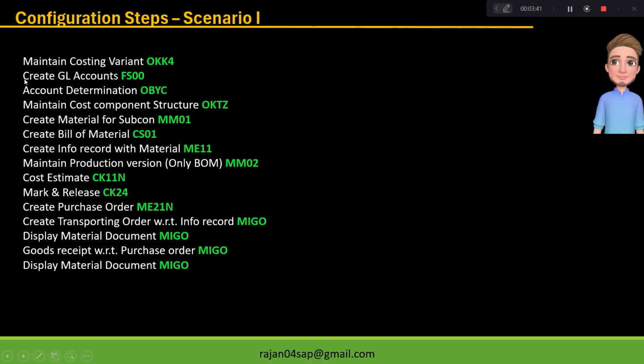First things first, we have to maintain the costing variant, create GL accounts, account determination, maintain cost component structure, create material for subcon, create bill of material, create info record with material. This is a new step which you might not have seen in earlier sessions. Maintain production version, only BOM we maintain, run a cost estimate, mark and release, create purchase order, create transport order with reference to info record, display material document, goods receipt with purchase order, display material document. Fair enough?